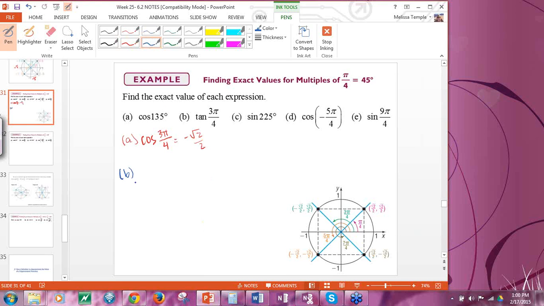Part B, so really notice it's just the same process we were practicing, but we're just adding some more points to deal with. B is tangent of 3 pi over 4. 3 pi over 4 is this point right here, and tangent is y over x. So tangent of 3 pi over 4 is y, which is the square root of 2 over 2, times the reciprocal of x. I'm going to just skip a step here. Negative 2 over the square root of 2. Multiply across, 2 root 2 over 2 root 2, negative 1.